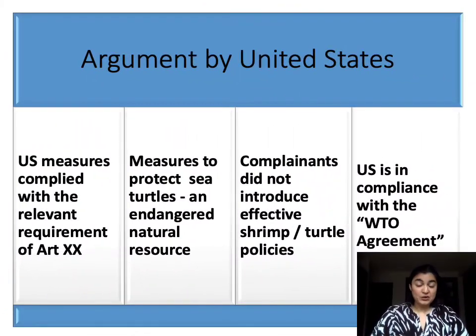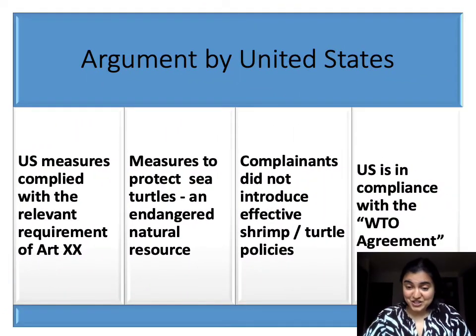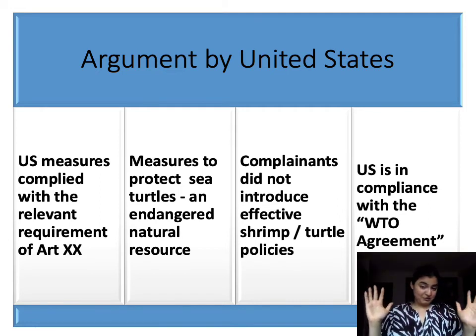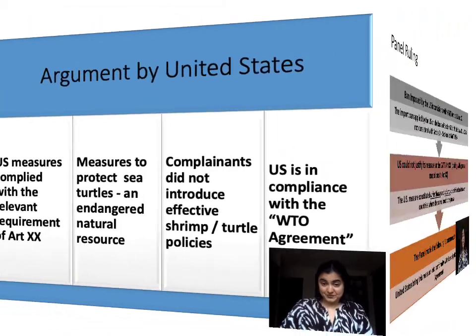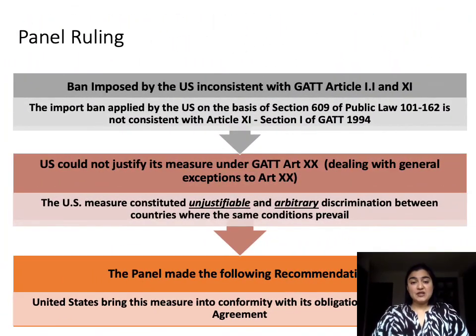The US argues that, okay, it accepts that it's a violation of non-discrimination principles. It doesn't give any argument for that, but it says that the US is allowed to have this measure under Article 20G, right? It is allowed to have this measure under Article 20G because the measure seeks to protect sea turtles, which are an endangered exhaustible natural resource. So the case goes to the panel.